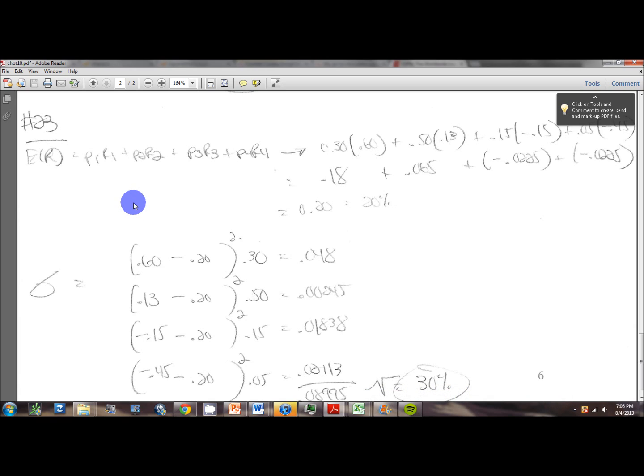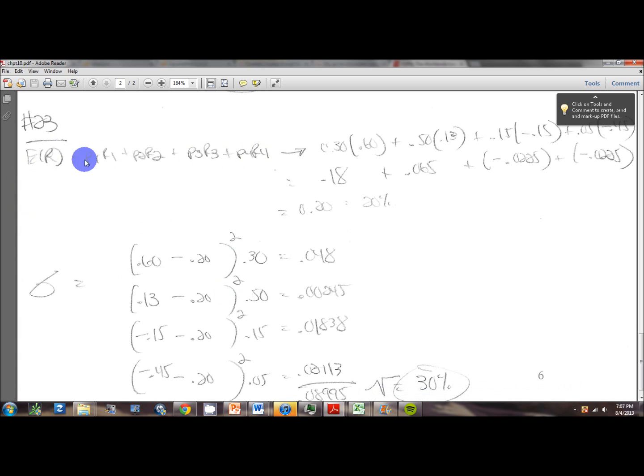So the problem gives you the states of nature table, which you do not see here, but this is number 23 from Chapter 10, so you can look down and see that for yourself. And then basically you need to find the expected return and then the standard deviation. Obviously, when given both of those things to solve for, you always want to find the expected return first because you need the expected return to find the standard deviation.